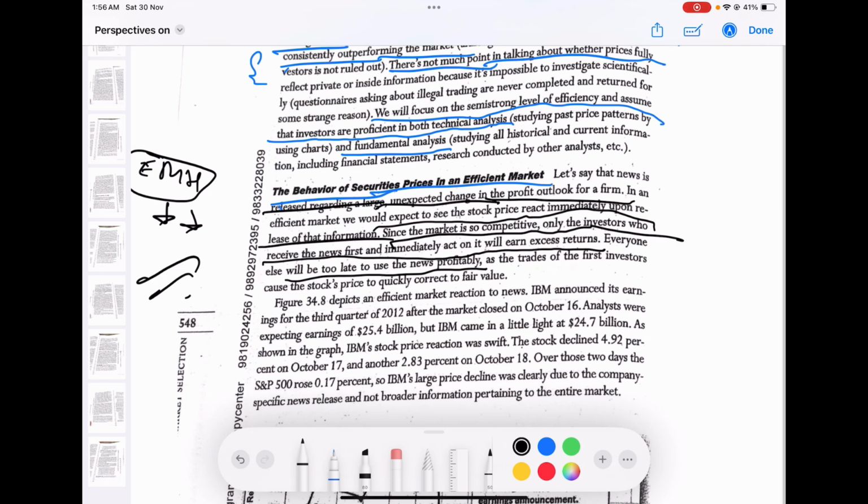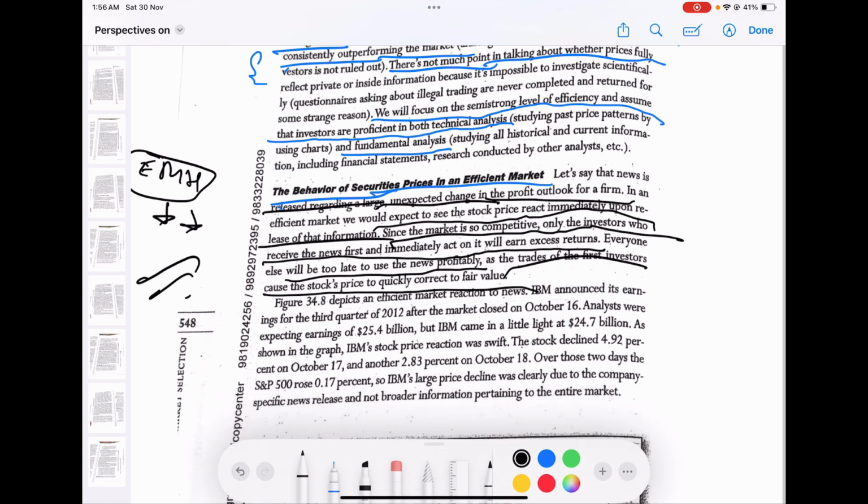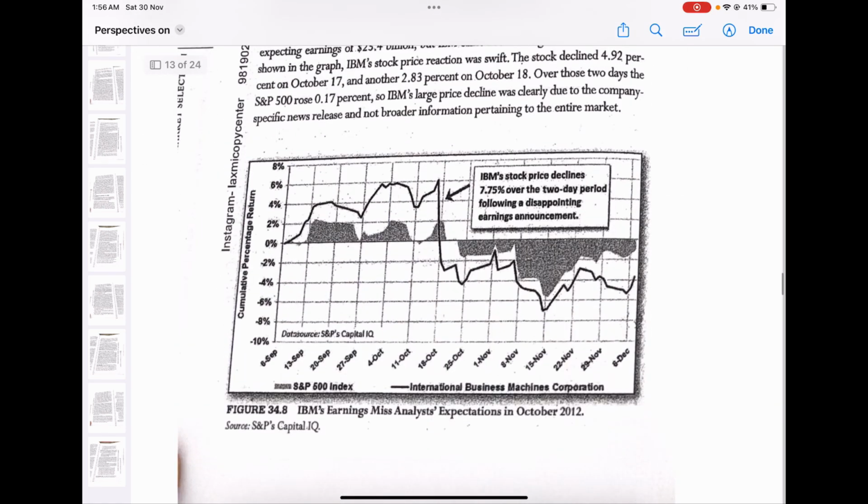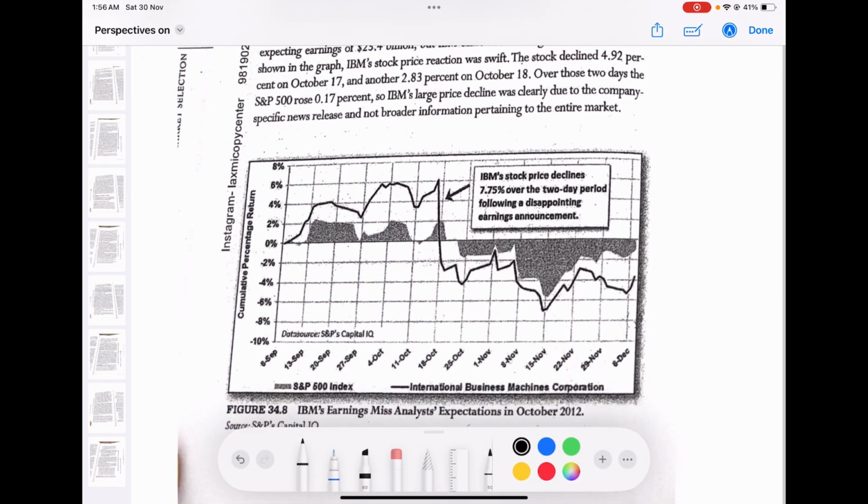Because the movement after the news has already been shown, as the trades of the first investors cause the stock price to correct to the fair value. Figure depicts an efficient market reaction to news. So this is 34.8. So you can look at this. Okay, the stock was normally going up. It was just normally going up at a steady rate.